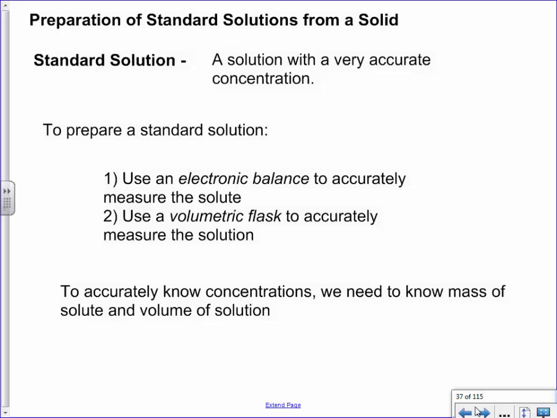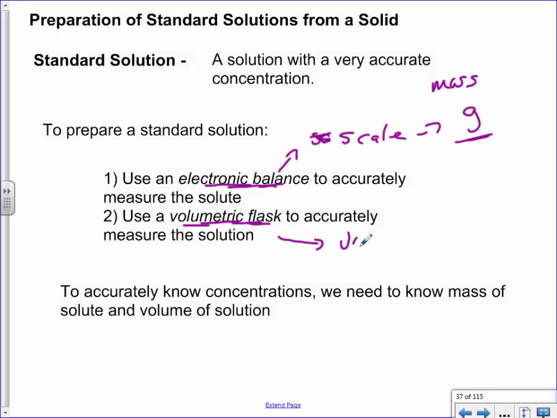So there are two measuring tools I used in that process. One of the measuring tools is called an electronic balance, but usually we call it a scale. The scale we used to measure the solute. The solute was in grams. That's a mass. The other tool we used was called the volumetric flask, and it measured volume. I guess that makes sense. And that was probably in milliliters.